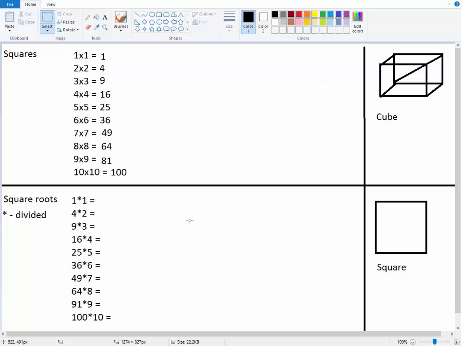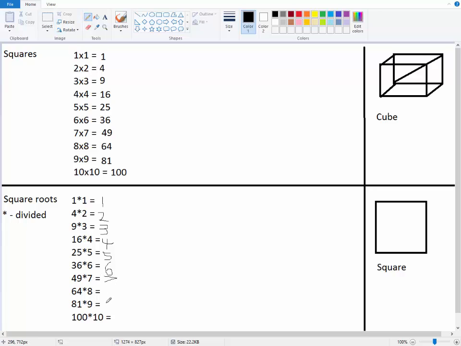Okay, now what we're going to work on is square roots. Now, square roots is the complete opposite. So, just so you know, this little symbol here, the star, is going to be divided in this situation to keep things nice and simple. Okay, so 1 divided by 1 equals 1, because any number divided by itself equals 1. 4 divided by 2 equals 2. 9 divided by 3 equals 3. 16 divided by 4 equals 4. 25 divided by 5 equals 5, and so on. All these numbers here are just the numbers times itself.